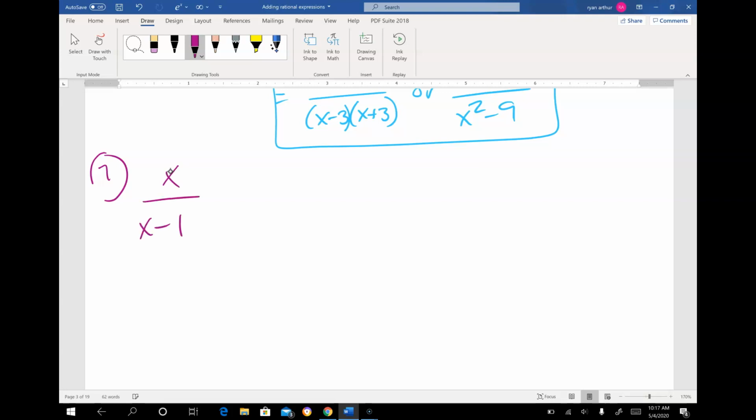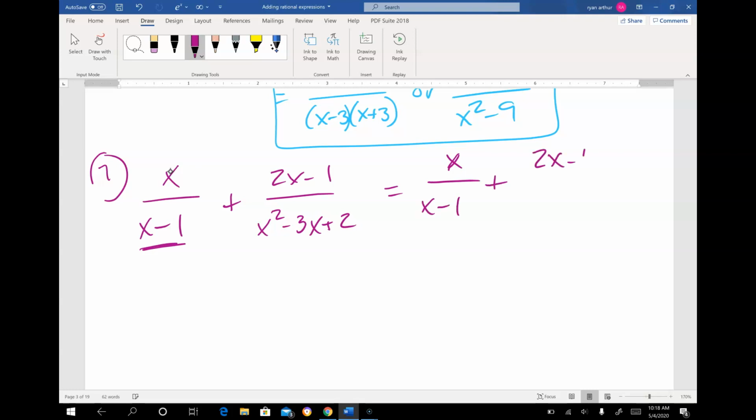x over x minus 1 plus 2x minus 1 over x squared minus 3x plus 2. Now, this denominator is factored. The left-hand side is factored, but the right-hand side can be factored. Now, you can use Desmos, you can use whatever you're using, okay? I'm just going to factor it in my head. Because a is 1, I feel like it's pretty easy to factor in your head. And it's going to be x plus 1 or minus 1.